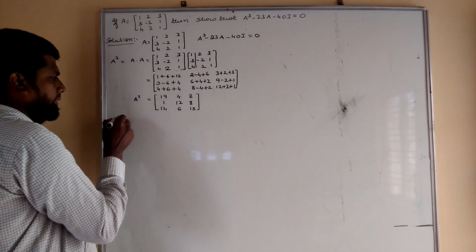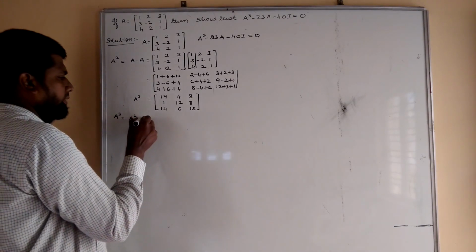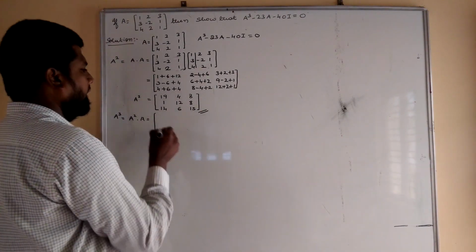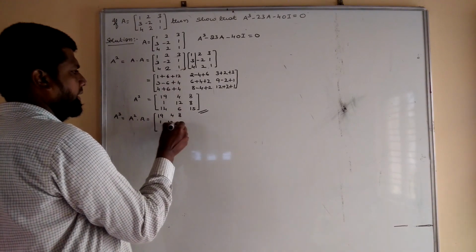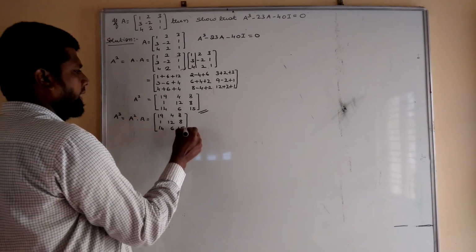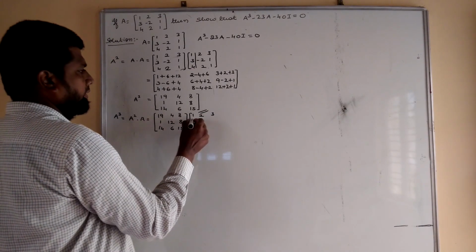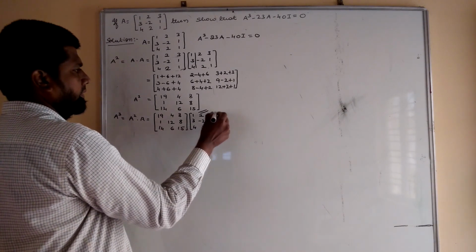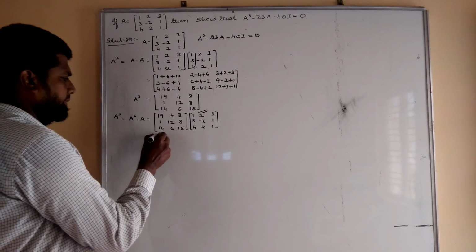Now let us find the A cube. A cube means let us take A square into A. So we got the value of A square. Then A square is 19, 4, 8, 1, 12, 8, 14, 6, 15 into A. What is an A? 1, 2, 3, 3 minus 2, 1, 4, 2, 1. So this is an A. So now let us multiply this one.